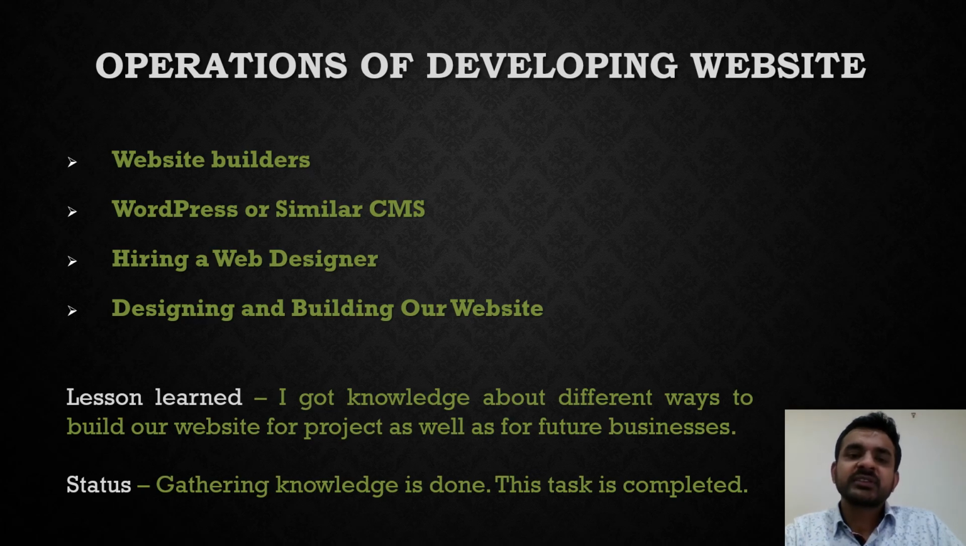Next one is WordPress. In WordPress, all the coding is done in the background. We have to just fill in the blanks of the data. Next one is hiring a web designer, but this is the costliest option available for developing a website. So this may be avoided in the future for my project. Next one is designing and building our own website using any programming language like Python, JavaScript, HTML, etc.